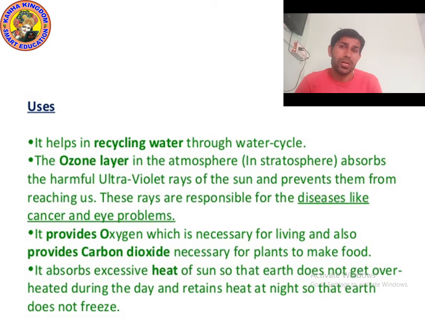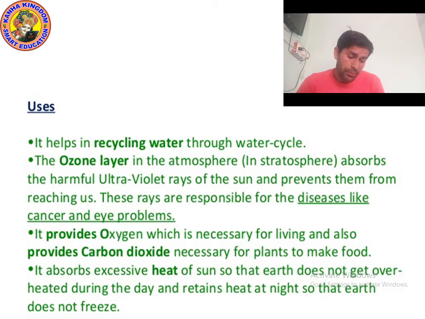And atmosphere also helps in absorbing the excessive heat of the sun, so the earth does not get overheated. Yes, you know the sunlight comes on the earth during the summer, but our earth does not get overheated. If our earth overheated, then all the things would start burning, but it does not happen. Why? Because atmosphere absorbs the excessive heat. Excessive means extra, too much, that is absorbed by atmosphere.